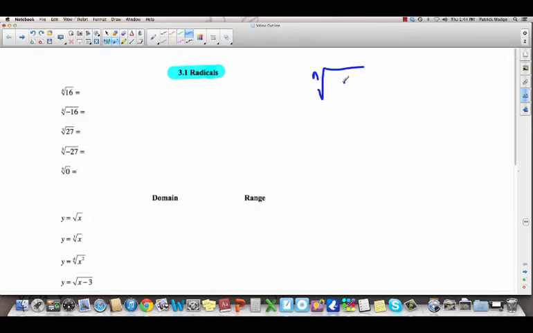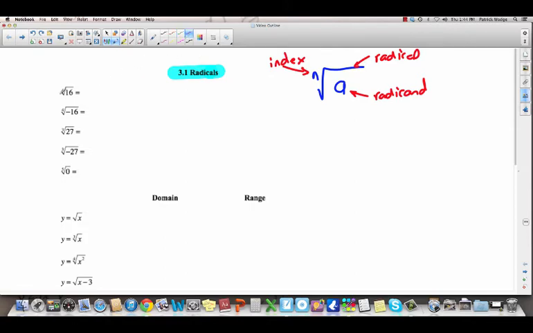First thing I'll do is just remind you of some terms. So this sign here is called the radical sign. The number inside is called the radicand. And the number out front, the little number up top, is called the index.